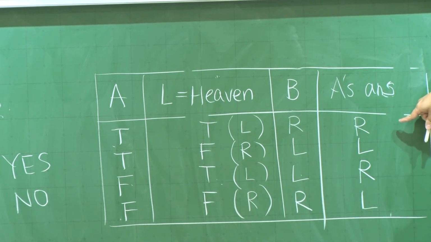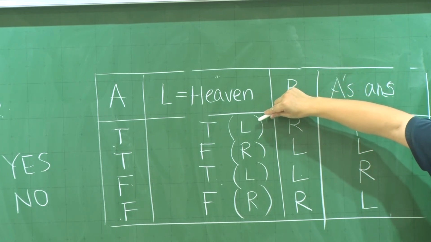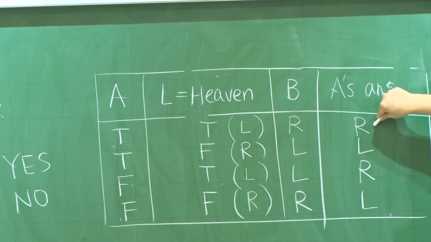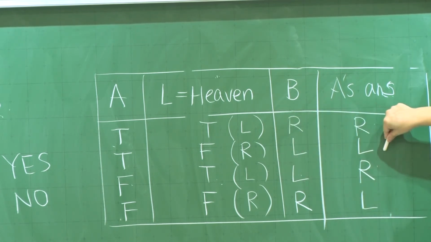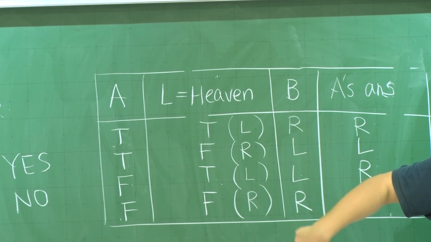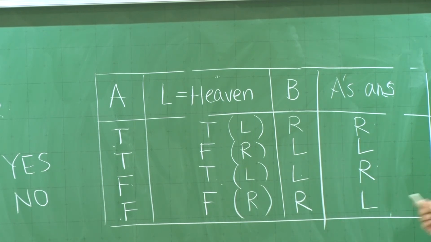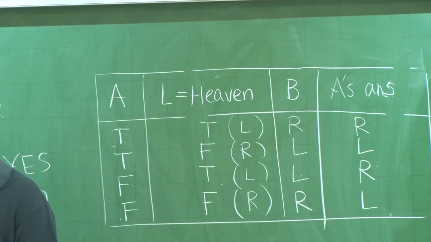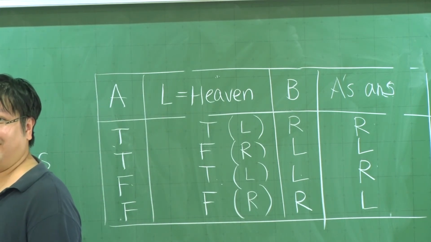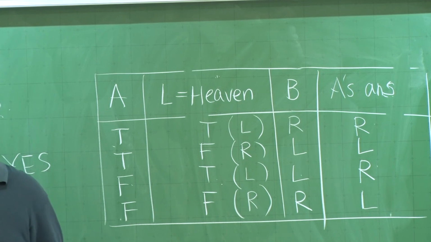And then this is A's answer. This is why the question you are asking me is helpful, because whenever L is heaven, A will answer right, and whenever right is heaven, A will answer left. So that means this is useful. If A tells you the answer is this side, you go this side. If A tells you the answer is this side, you go that side.